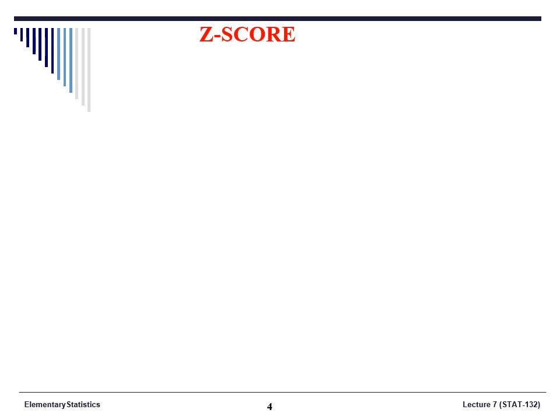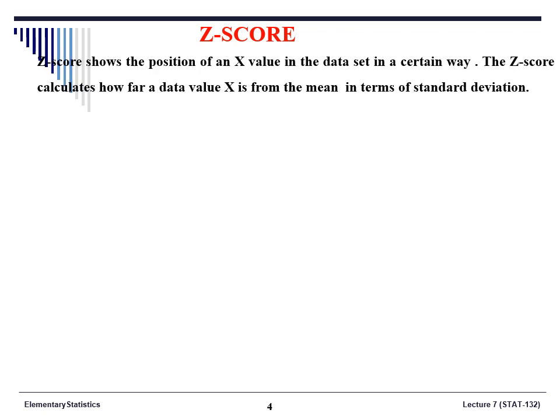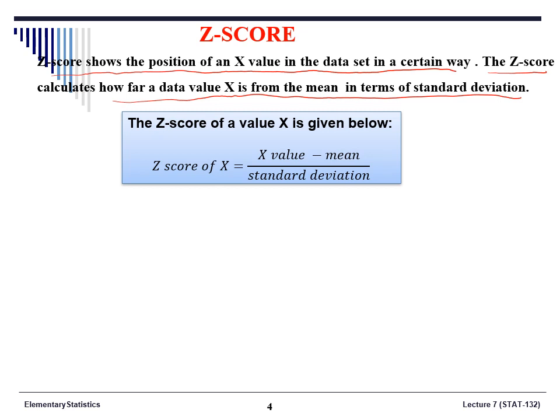Z-score. So the z-score shows the position of an x value in the data set. It's a measure of position, and the z-score calculates how far a data value x is from the mean in terms of standard deviation. So if you write it as a formula, the z-score of a value x is equal to the x value minus the mean of the data, divided by the standard deviation of the data.